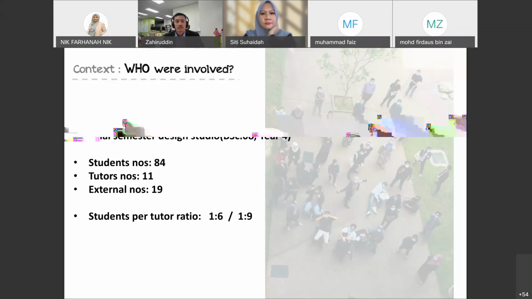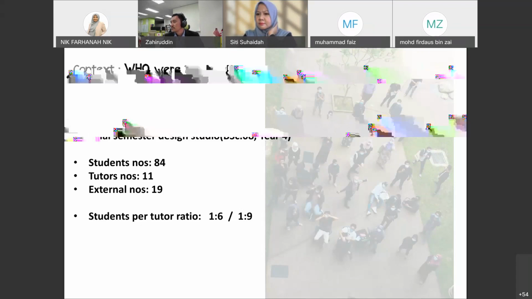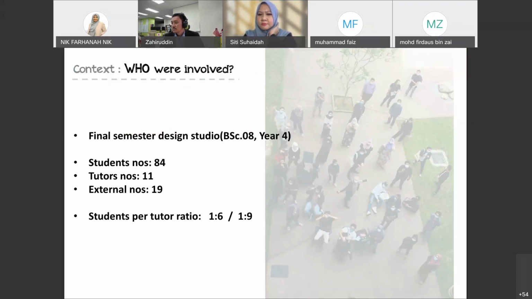So the ratio per student last semester, because of the big numbers, was approximately 6 to 9 students per tutor. That was quite okay, manageable so far. Yeah, moving on to the next slide.